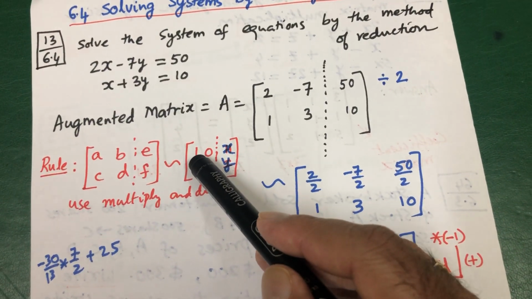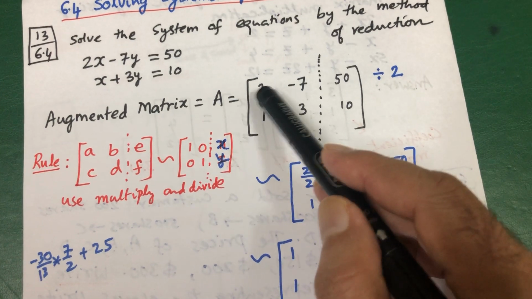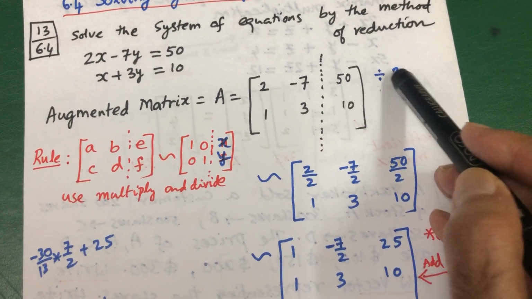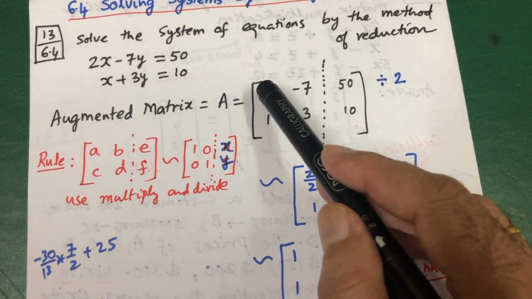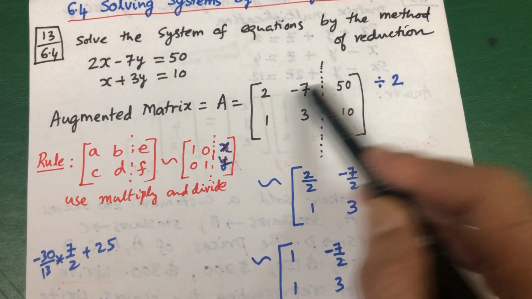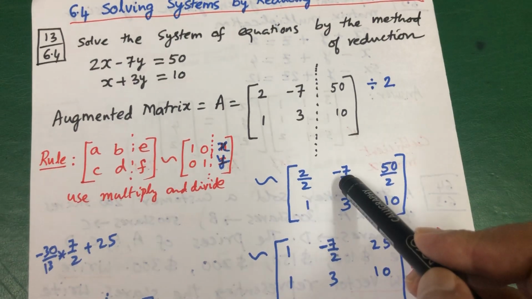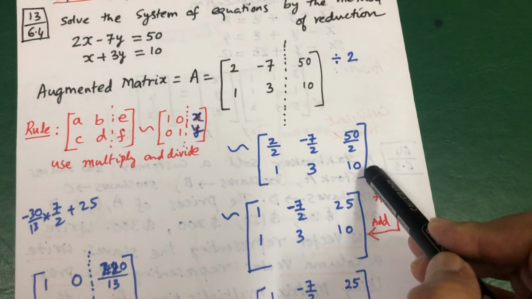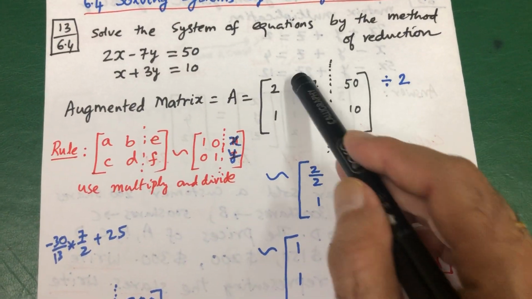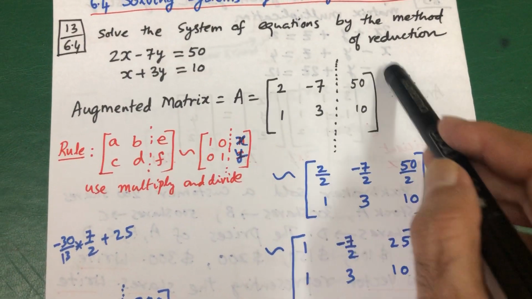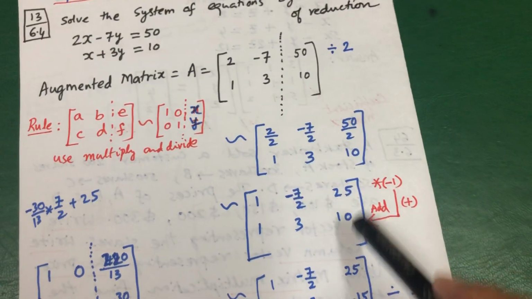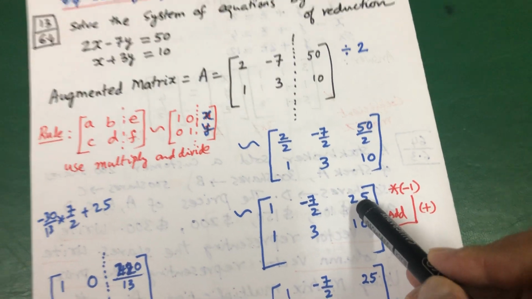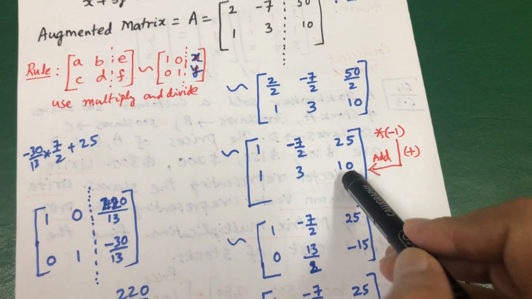What is the first step? You have to make this 2 as 1 here. How to make this 2 as 1? Divide by 2. If you divide by 2, only here, 3 times you have to do it. So this will be 2 by 2, 7 by 2, 50 by 2. And don't touch this line, 1, 3, 10. When you are changing this row, don't touch this row. So this is 2 by 2 is 1, minus 7 over 2, 50 over 2 is 25. This is 1, 3, 10, same.